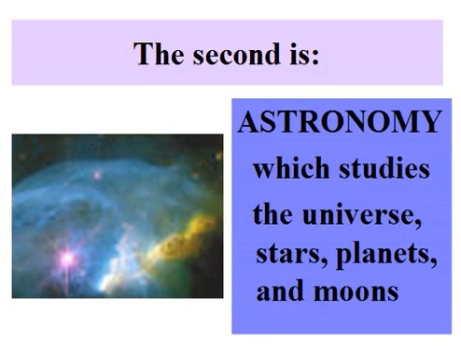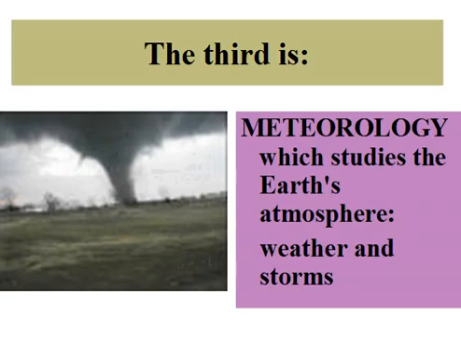The second is astronomy, which studies the universe beyond Earth. So we're focusing more on stars, other planets, moons, everything beyond planet Earth. The third is meteorology, which is the study of Earth's atmosphere, which basically is going to include clouds, which you know is where weather and storms occur.